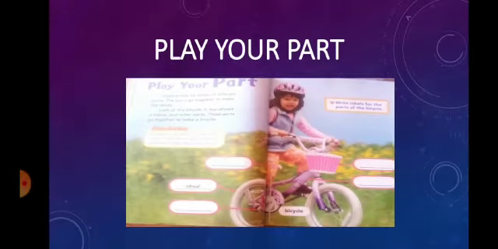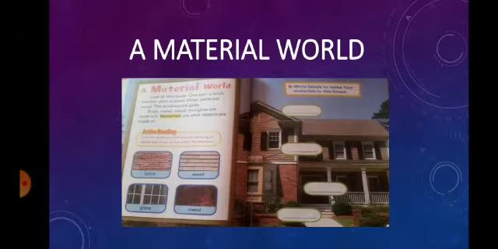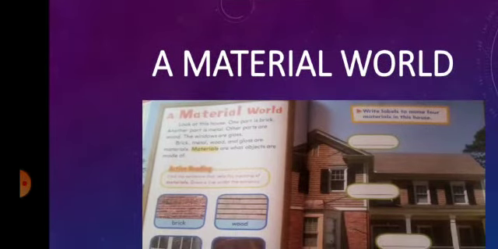Those parts go together to make the object, this object, the bicycle, and so on. So any object is made of different parts, and these parts go together to make the object. This is point number 2. It's very simple.